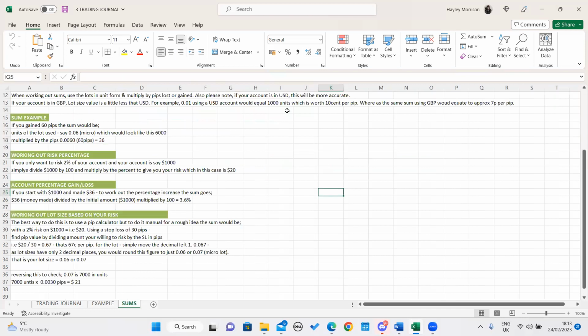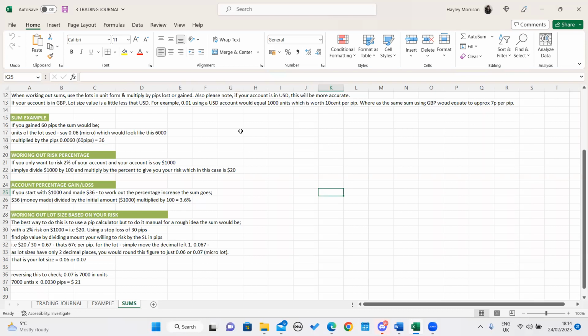Also remember that if your account is in US dollars, your lot sizes are more like rounded numbers. A 0.01 lot is 10 cents per pip. Whereas if you've got your account in pounds, this would equate to probably 6 or 7 pence per pip. So it's slightly different, and easier if you've got a US dollar account to work things out.